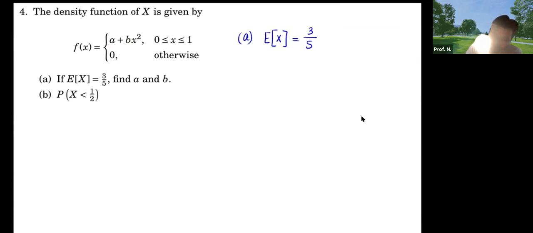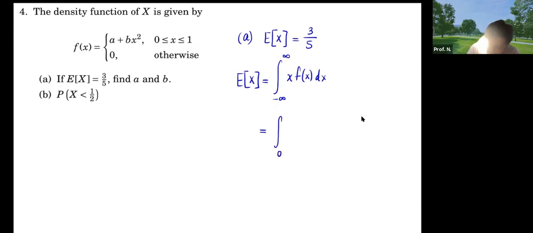So this question tests you on several things. It tests whether you understand what a PDF is and also what expectation is. For expectation, like I said, you always refer back to the definition. What's the expected value of a continuous random variable? If it's continuous, it's the integral from negative infinity to infinity of x f(x) dx. Now, my integral for this particular problem is not going to go from negative infinity to infinity because my function is defined between 0 and 1.